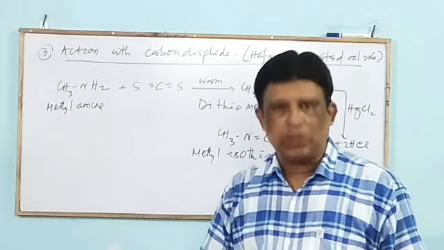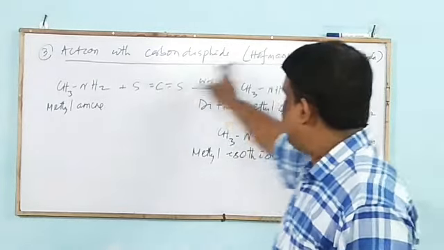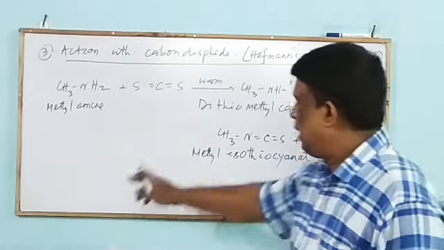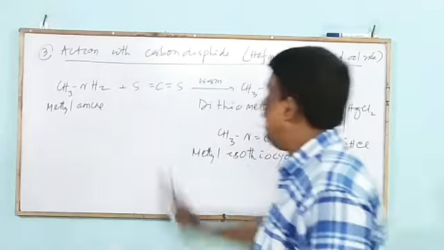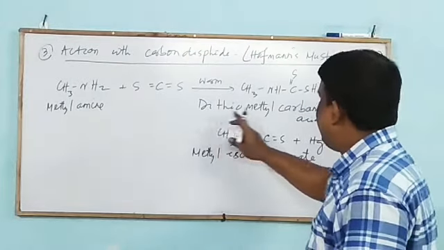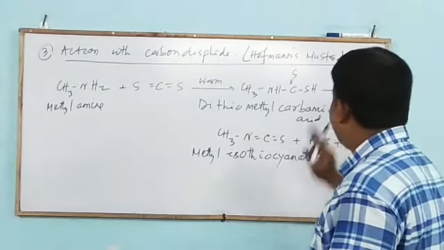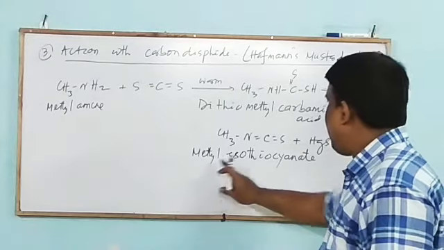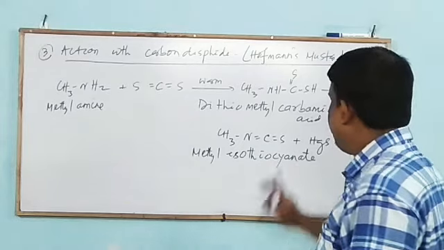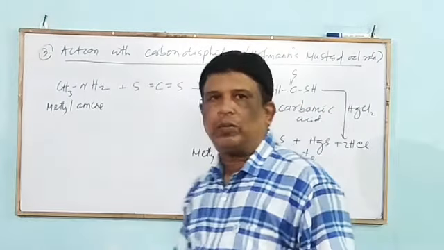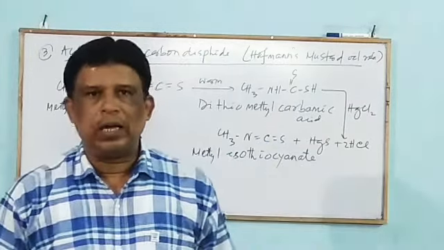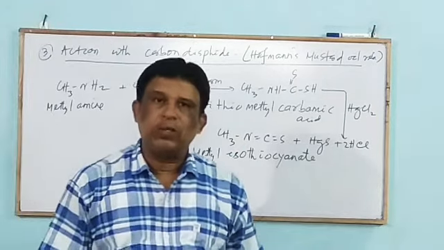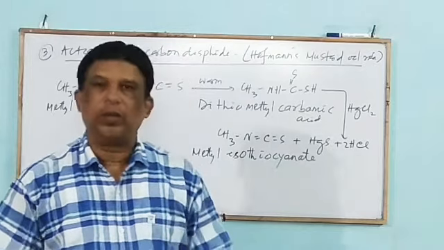like that of mustard oil. That's why it is known as Hofmann mustard oil reaction. So for example, if we select methylamine, then it will form dithiomethyl carbamic acid, decomposed by mercuric chloride to form methyl isothiocyanate, the smell like that of mustard oil. So it is known as Hofmann mustard oil reaction. It is an important reaction to identify primary amine from others.